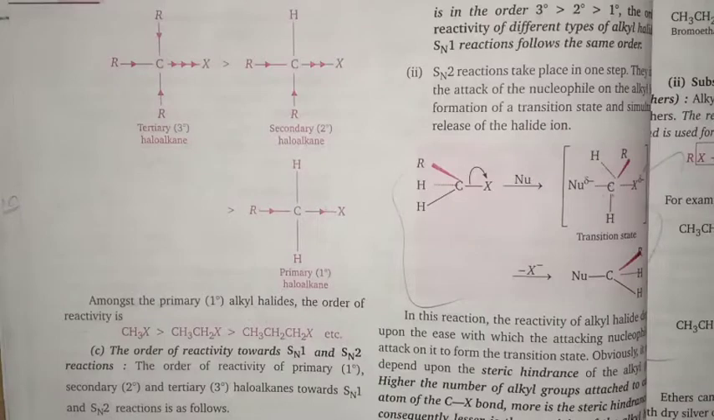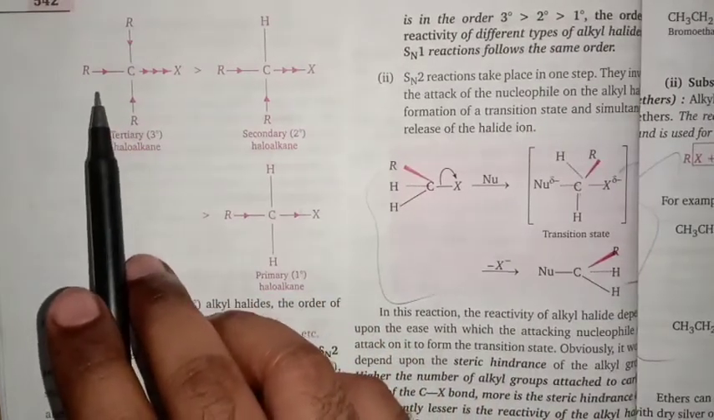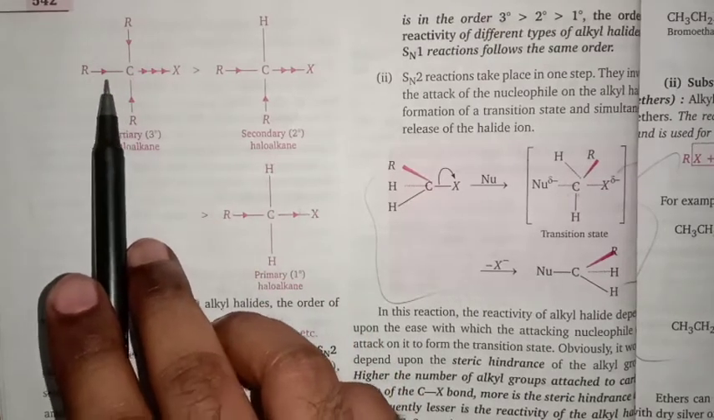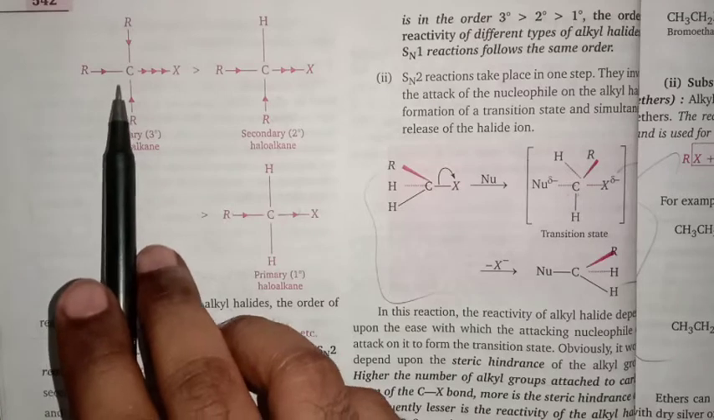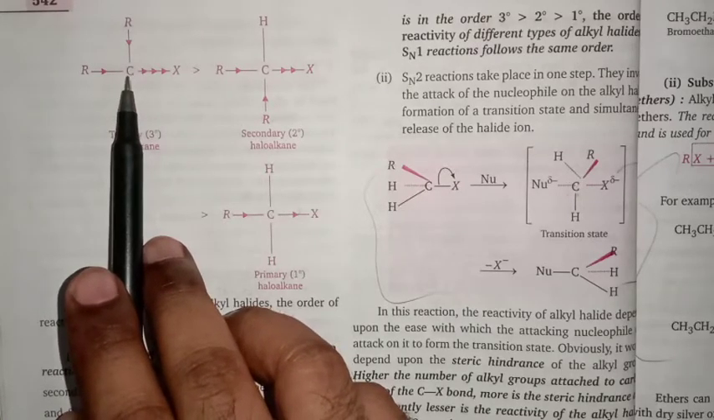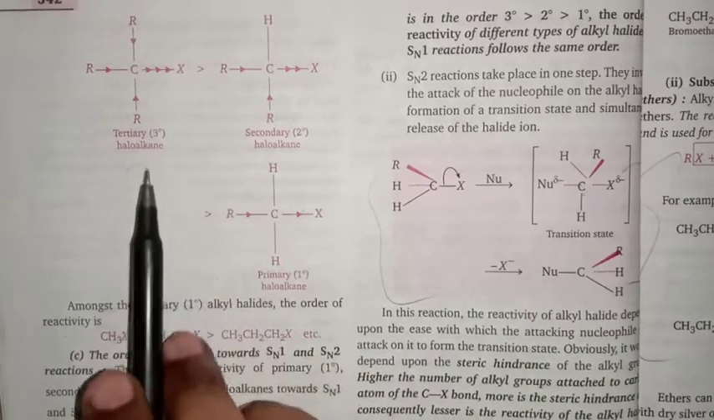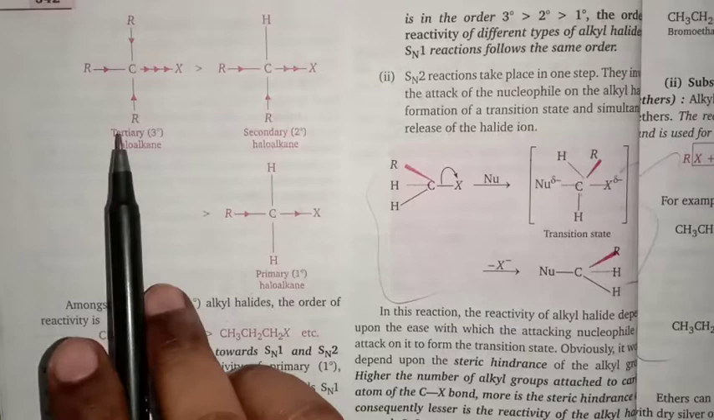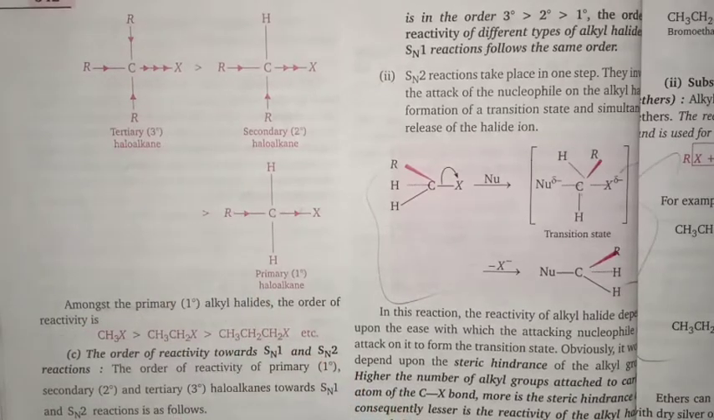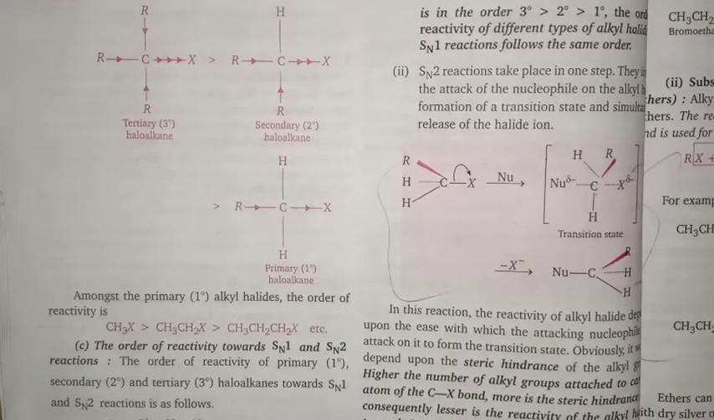See here in the case of tertiary haloalkane, what happened? It contains three different alkyl groups. These three alkyl groups have the tendency to repel the electron towards the carbon, and the carbon will repel the electron towards X. So in that case, the tertiary haloalkane will be very much reactive, then the secondary haloalkane, then the primary haloalkane.